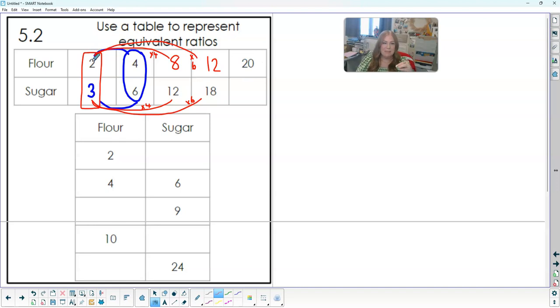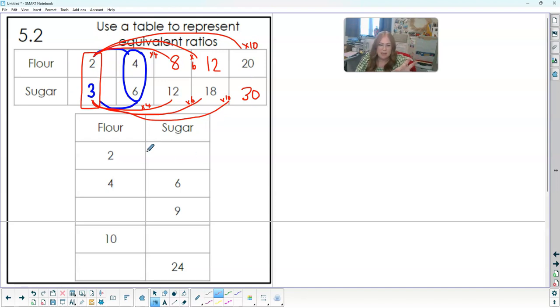So I'm going to come back to the basic, come over here. 2 times 10 makes 20. So now I need to multiply. 3 times 10 is 30. So we're starting with what we know. Get it to the simple. Then use your basic ratio to do the same thing to the top and the bottom.